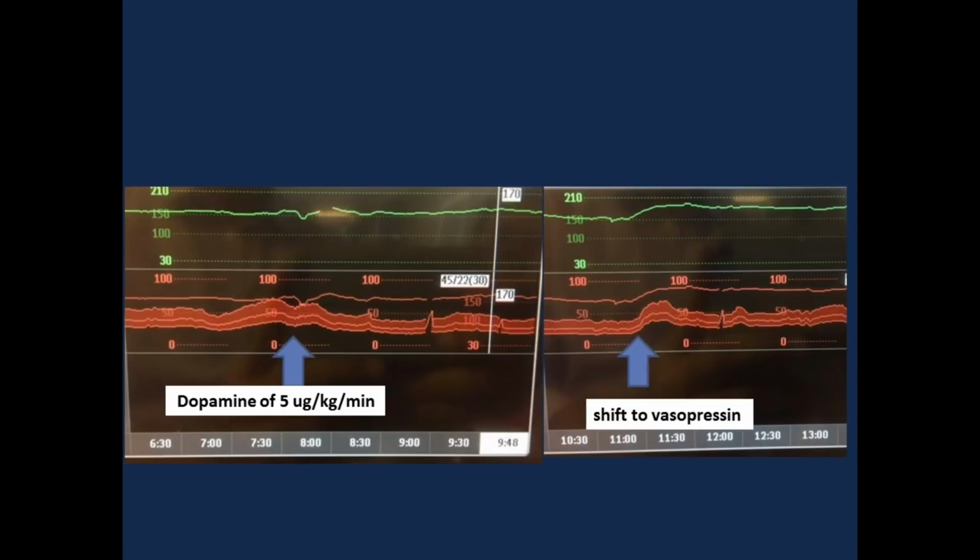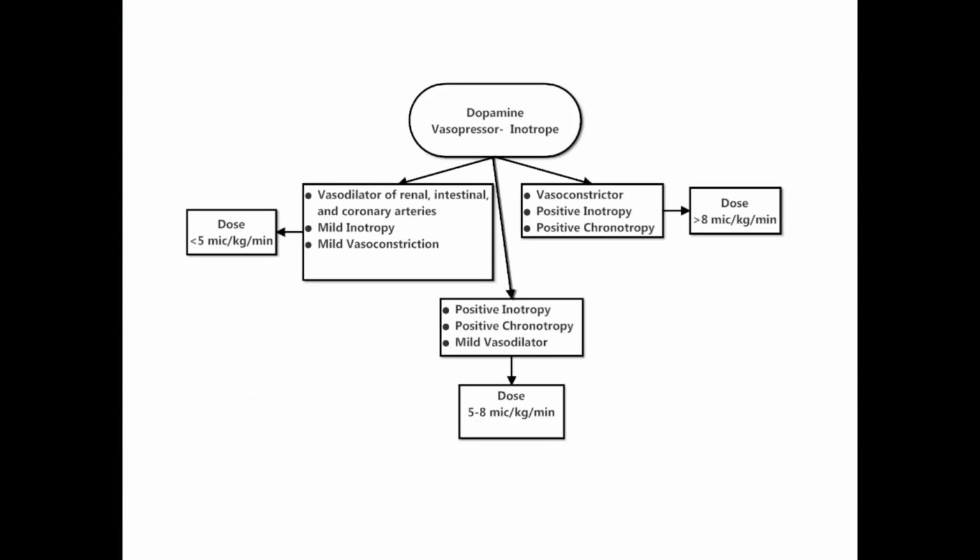Within 1 hour of start of vasopressin, the blood pressure improved. Just to remind you, dopamine of less than 5, it's more vasodilator to the renal, intestinal, coronary arteries, very mild inotropy, and maybe mild overall vascular restriction, but that's in term, not in preterm. Preterm they may actually, even if you start 2 mics or lower dose, they may get the same effect. To get the vasoconstrictor effect of dopamine, you need higher dose, like more than 8 mics. And we don't know exactly the effective dose in preterm infants. That's actually more based on research in term infants.